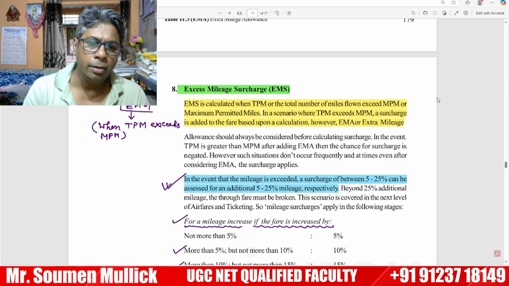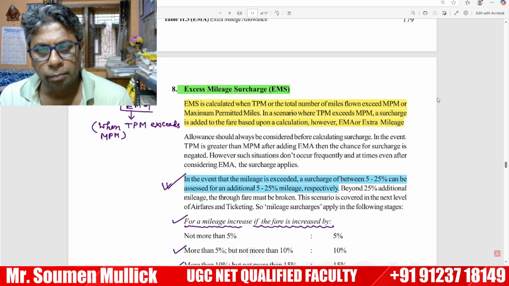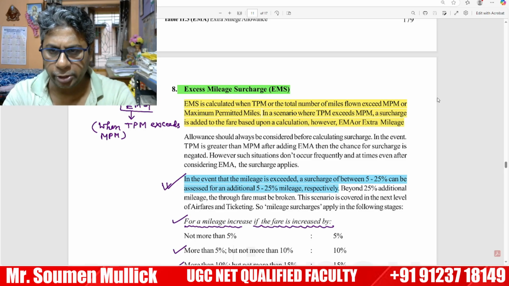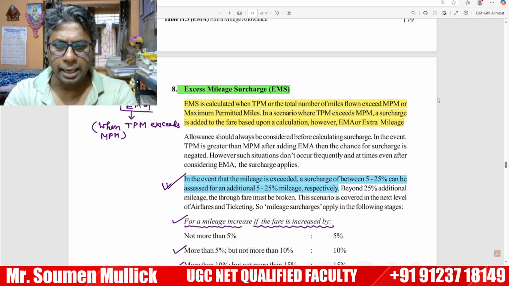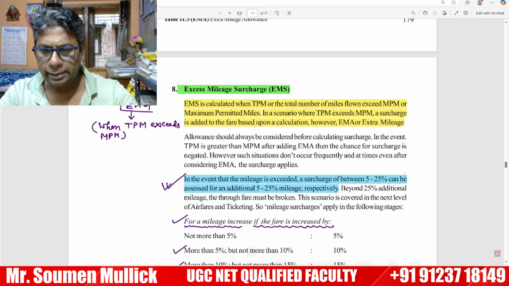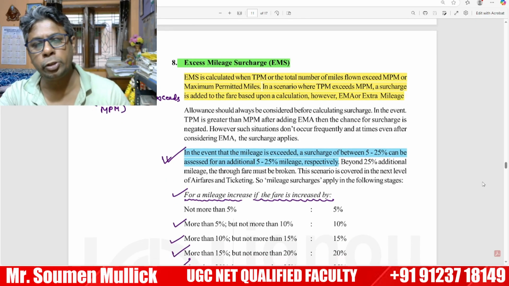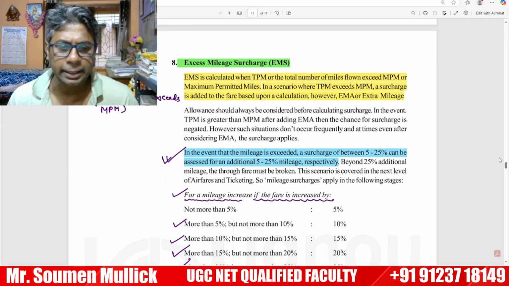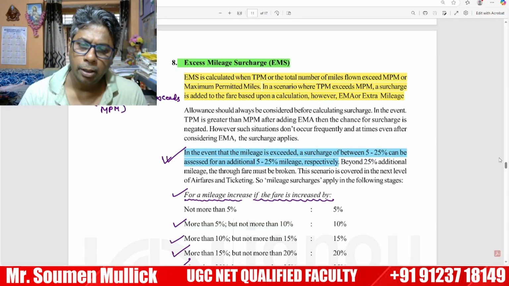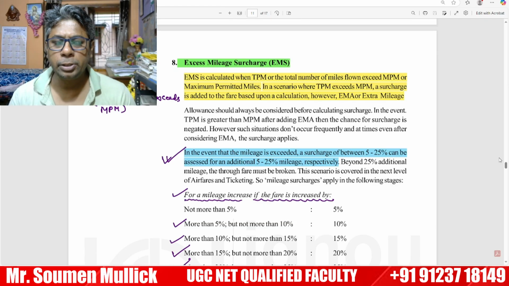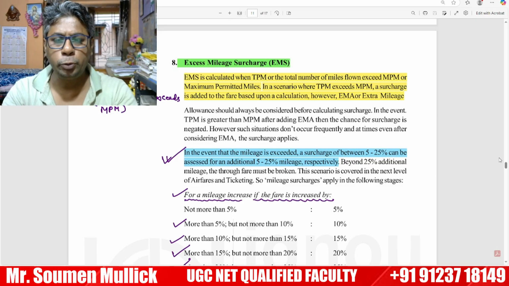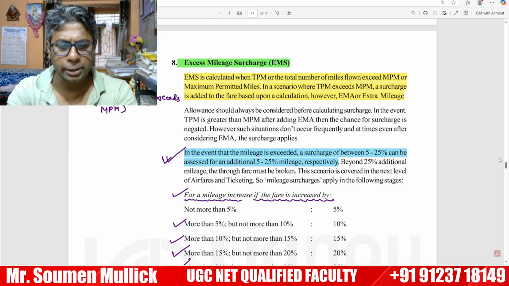When TPM exceeds MPM, then extra surcharge applies. Excess surcharge is added to fare basis. In the event that mile is exceeded, a surcharge between 5% to 25% can be assessed for additional 5 to 25% mileage respectively.